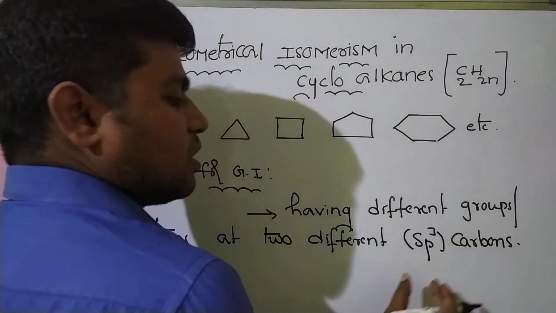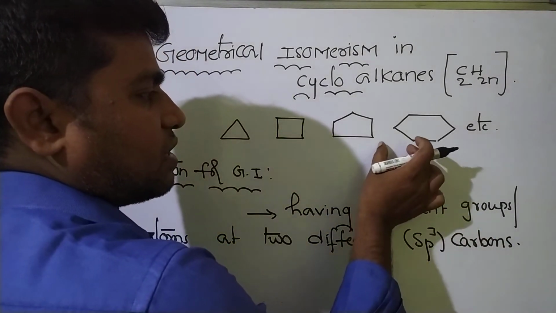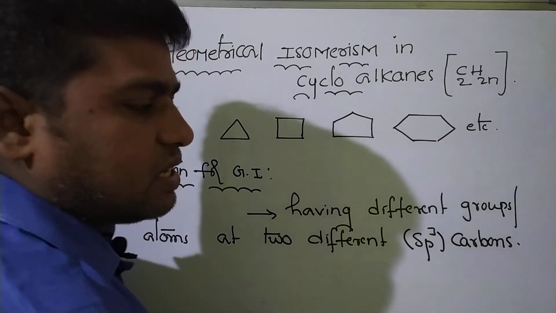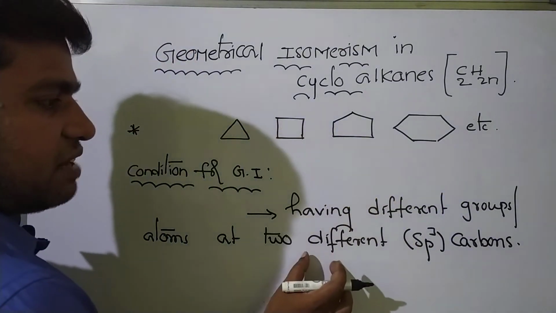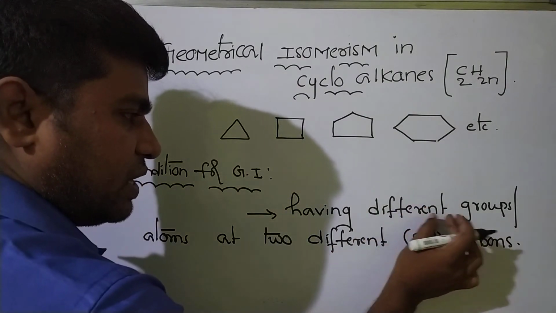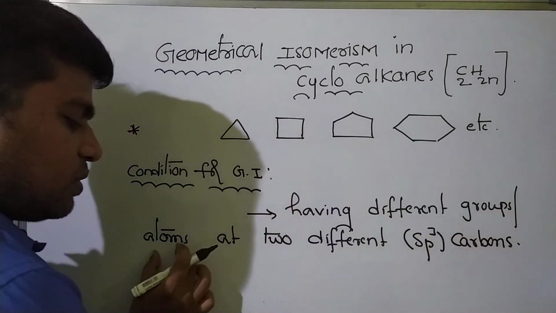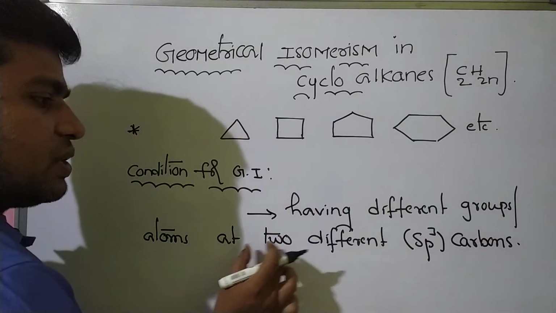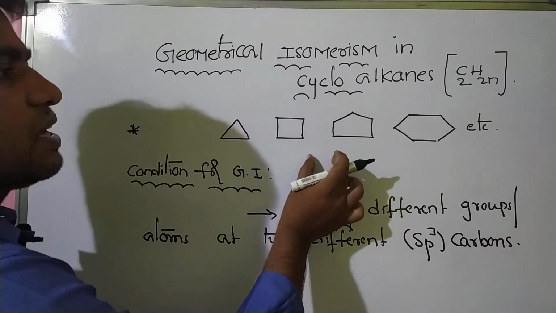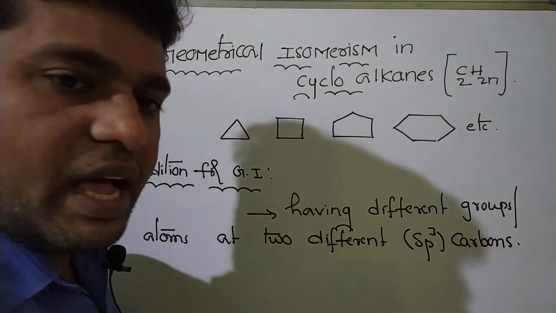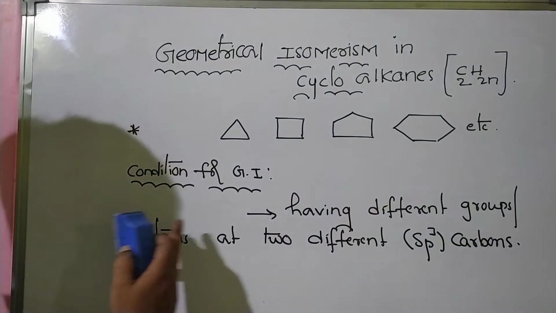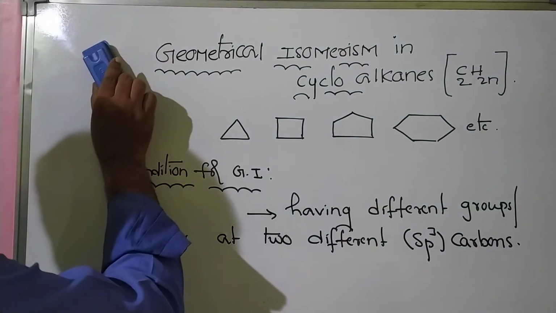Why? Because all carbon atoms in cycloalkanes must be sp3 in hybridization. Okay, so this is the main requirement. Compulsorily there must be two different groups or two different atoms at two different carbon atoms. Then those cycloalkanes will exhibit geometrical isomerism. Very, very important. Okay. So this is the first condition.